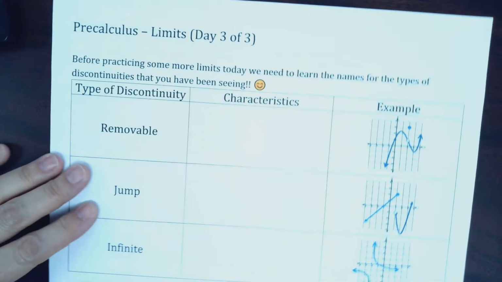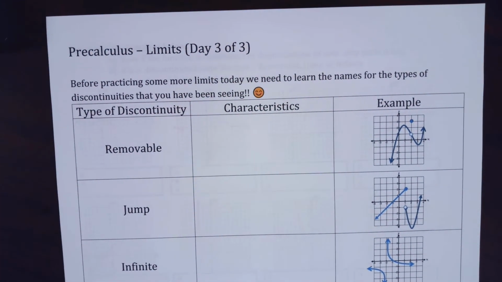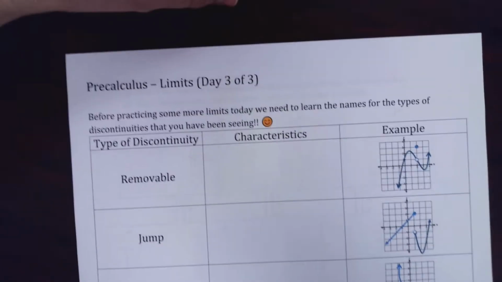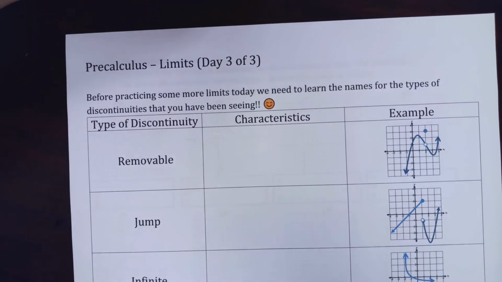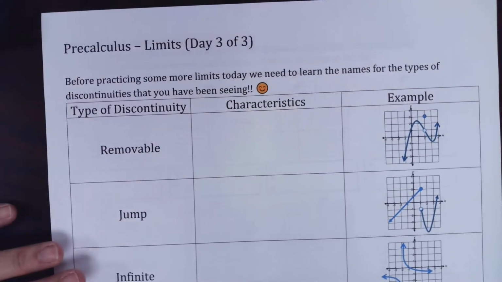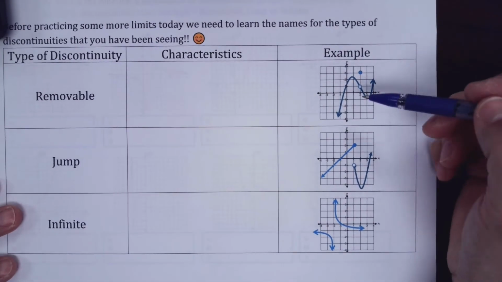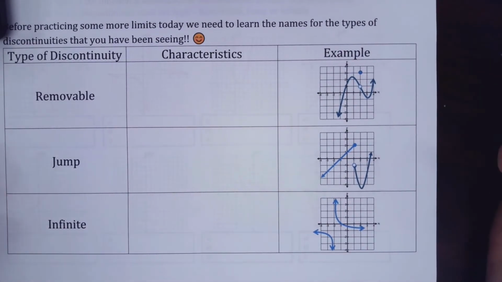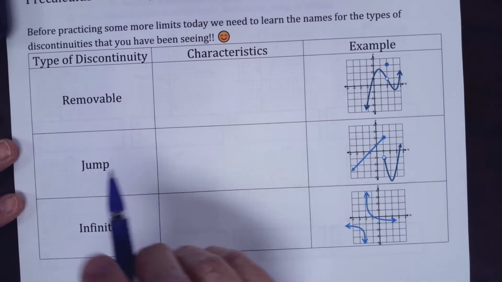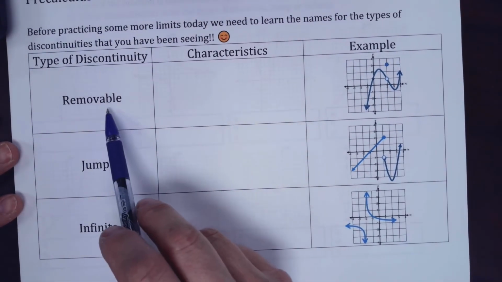All right, so here we go with our third day of limits. You've seen these types of discontinuities, like you've seen these different types of things happen in pictures. Now it's time for you to know the name of them. So this first one here is called a removable discontinuity.